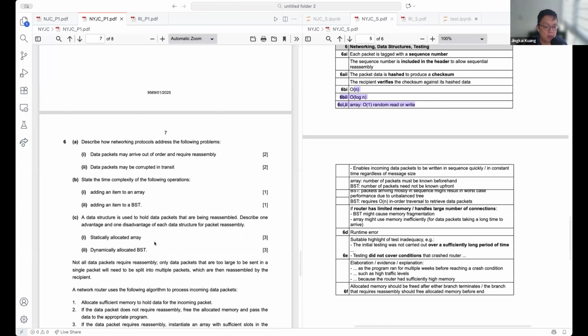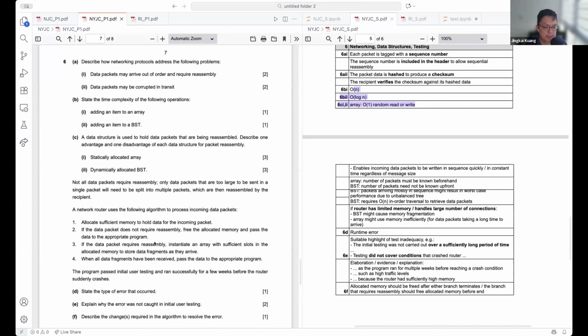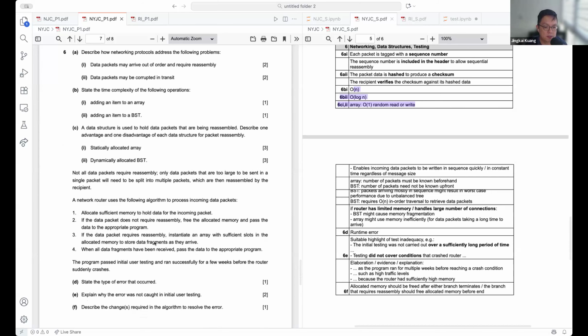All right. Next question is similar to the one that you saw just now. Only data packets that are too large need to be split into multiple packets, which are then reassembled. So the network router uses the following algorithm: allocate sufficient memory to hold data. If you don't need reassembly, free the allocated memory and pass the data to a program. If you require reassembly, instantiate an array with sufficient slots. When all data fragments have been received, pass the data to the appropriate program.